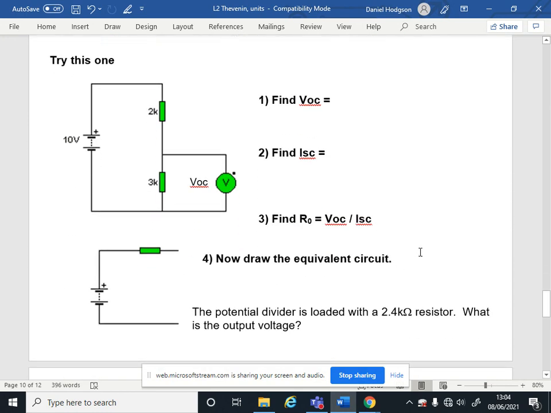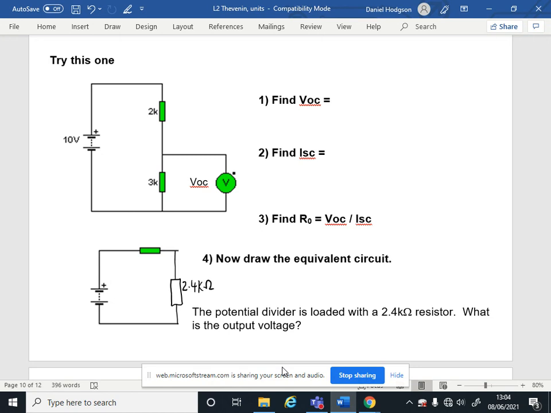If you want, you might want to pause me now, write this down on a bit of paper, and go all the way through. Notice the last bit says a potential divider, which is this circuit here, is loaded with the 2.4 kiloohm resistor. That basically means the 2.4 kiloohm resistor is going there. So you might want to pause me now, work out all of those bits, and then unpause in a second.